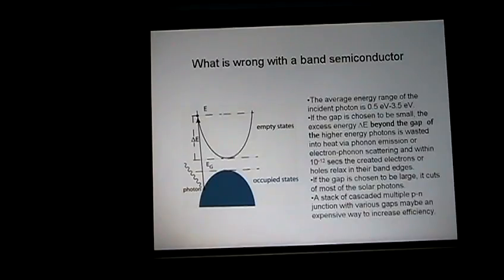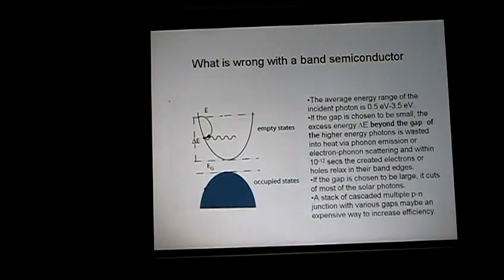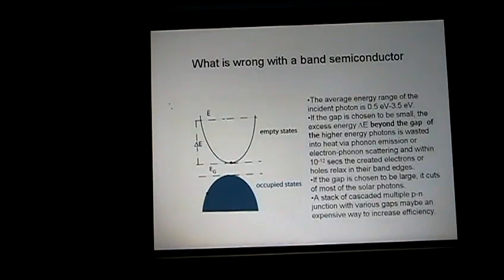And so the excess energy delta E will eventually be lost by either phonon emission or through electron-phonon scattering, and the excited electron or hole is going to land eventually at the band edges in about 10 to the minus 12 or 10 to the minus 13 seconds because of this mechanism.